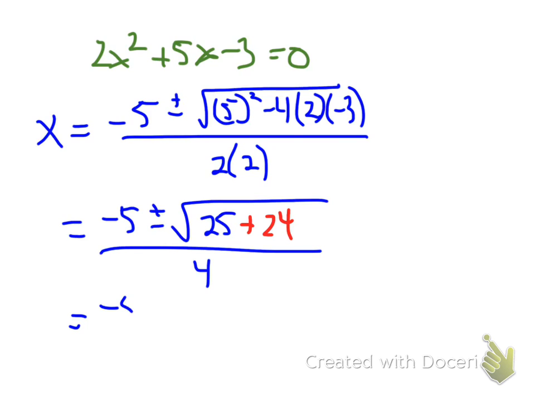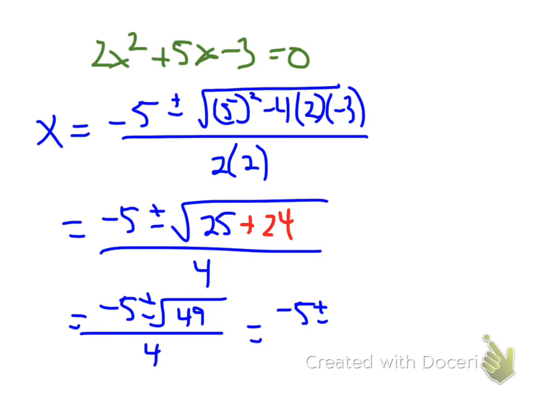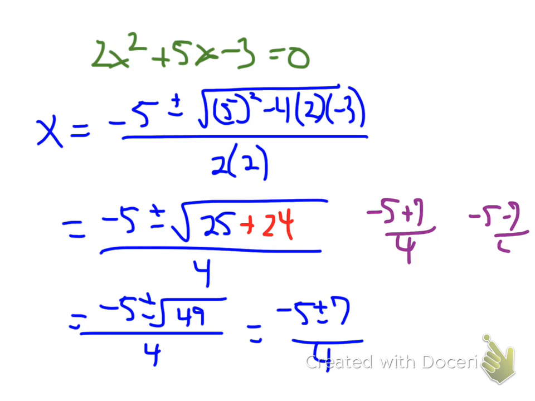So underneath the radical, I have the square root of 49, which is negative 5 plus or minus 7 over 4. And that goes into two separate problems. So I'm going to have negative 5 plus 7 over 4 and negative 5 minus 7 over 4. So I get 2 over 4, which is 1/2 from this first one. And for the second one, I get negative 12 over 4, which is negative 3.